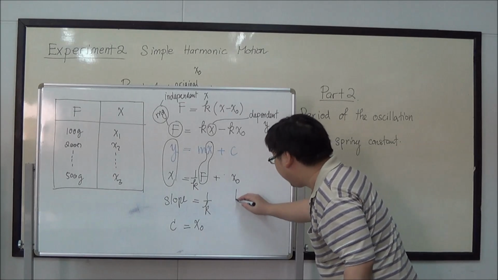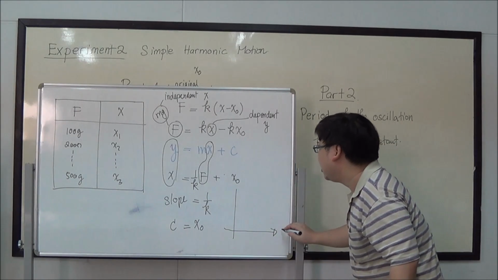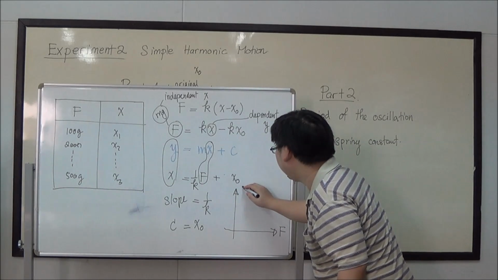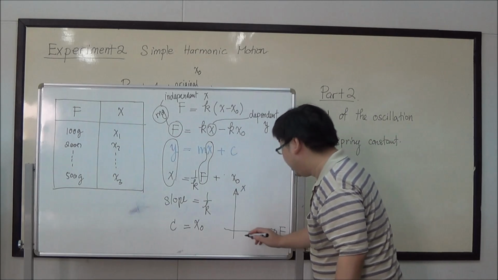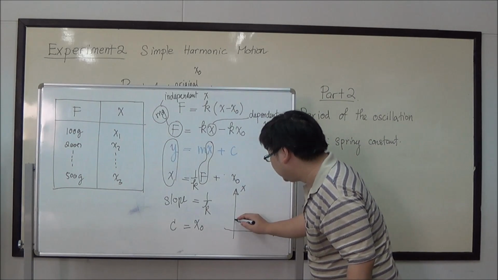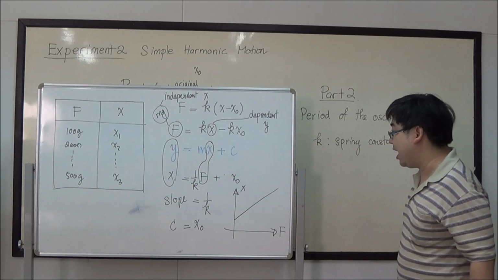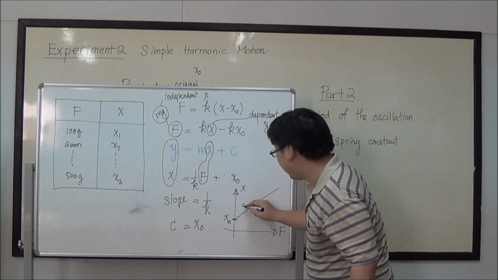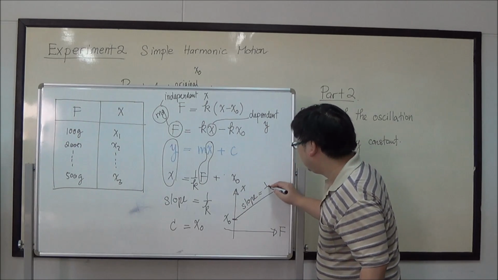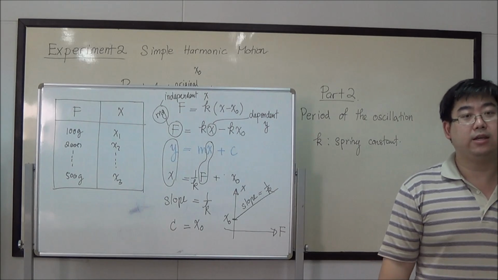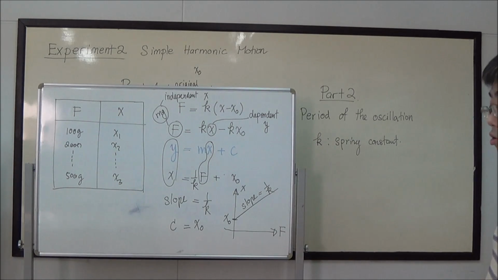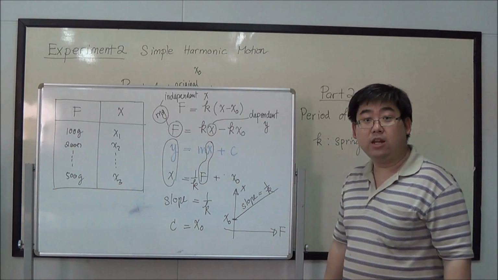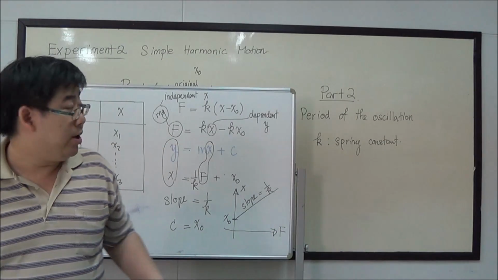So if I plot the graph, I would plot F against x, the length of the spring, and what I would expect is a straight line which cuts the y-axis at x naught, and the slope is given by 1 over K. So this is what I would expect in the first part of the experiment.